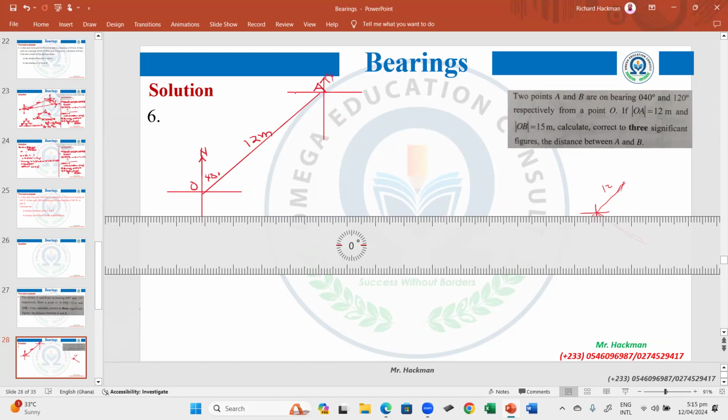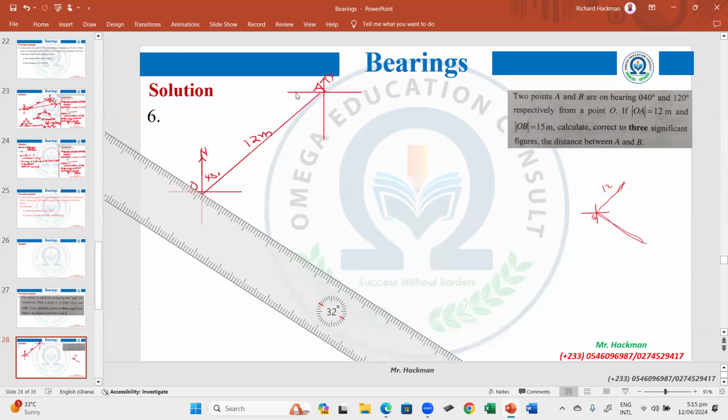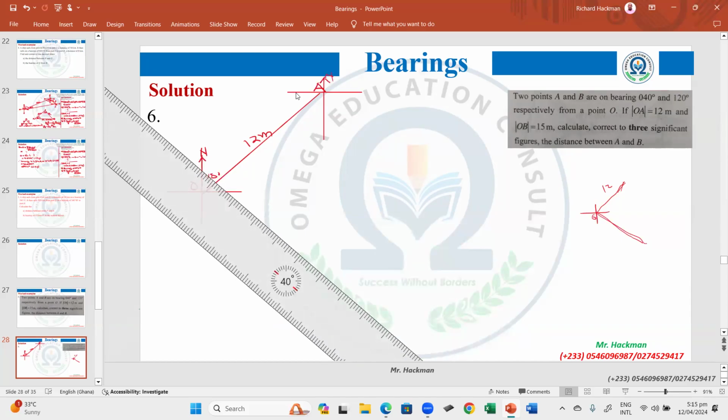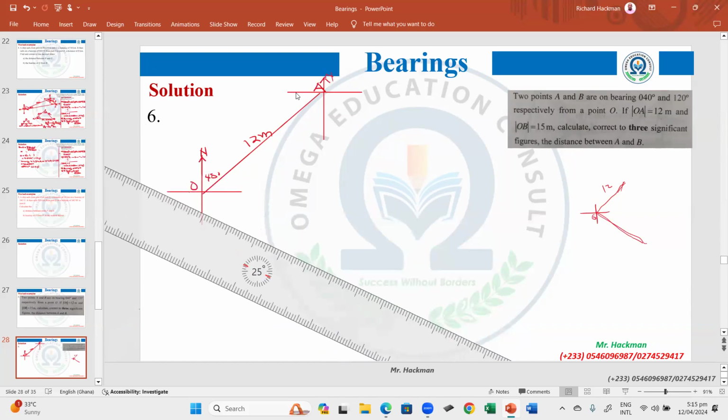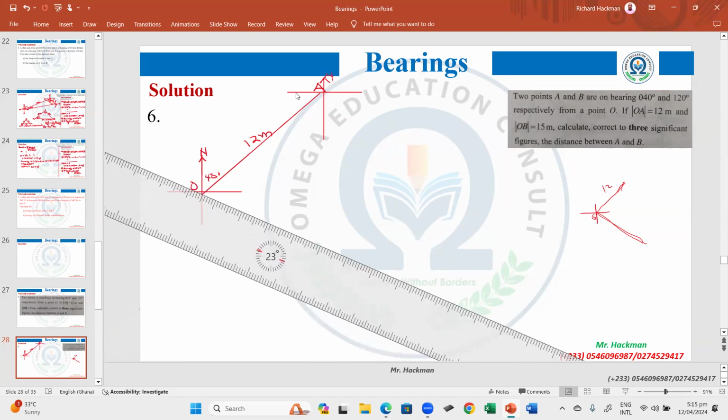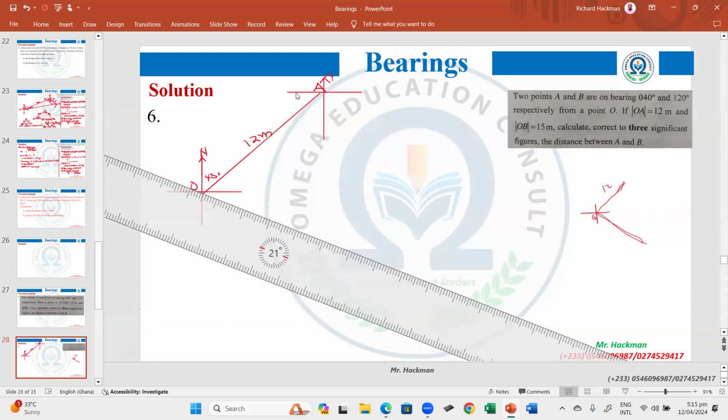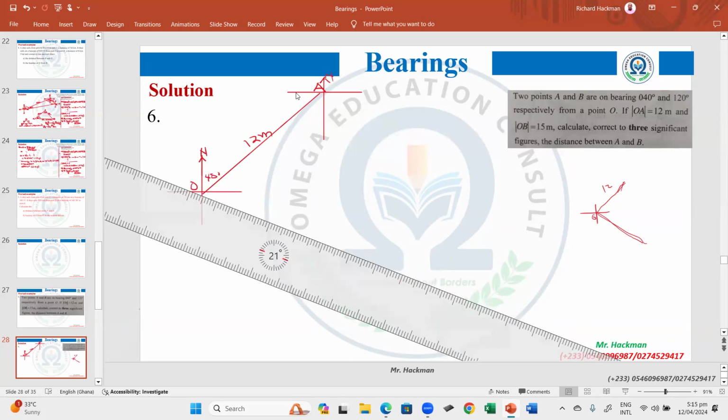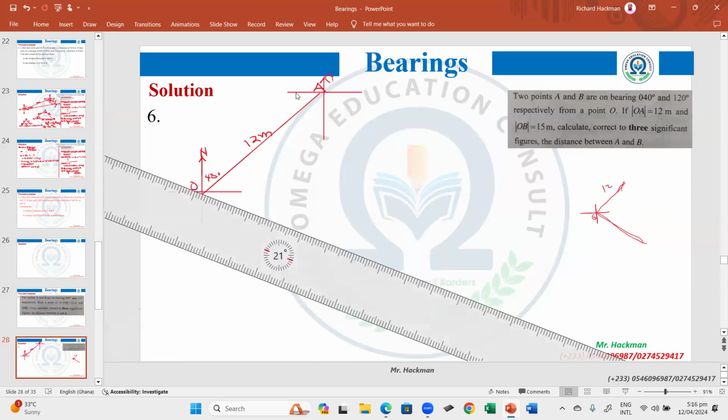Now we are told from O to B, the bearing is 120. So for 120, you have 90, and you need 30 more. 30 will be closer to the east line than to the south line. Take notes. Let me draw this one. The distance there is 15. It should look more than the other one, and it's looking more than that. Is my point well made?